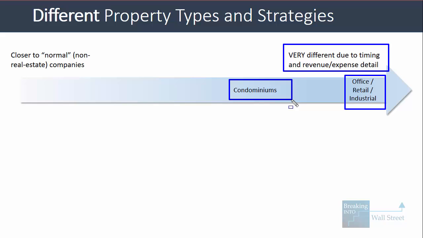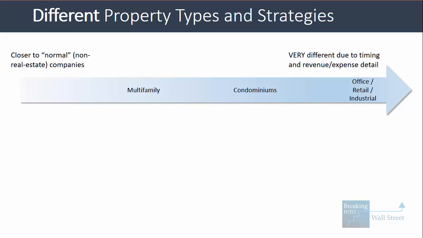We start selling the individual units to people before the construction has finished, and they pay us throughout as the construction is progressing. By contrast, multifamily and hotels are much closer to normal companies. Hotels are probably the closest to normal companies out of everything here. Multifamily is a little bit closer because we don't have any timing issues for the most part. Also, we don't go into quite as much detail on the revenue and expenses in most cases. The types of revenue and types of expenses are different. So in that sense, these are different from normal companies, but they're still closer than condos and office, retail, and industrial properties.